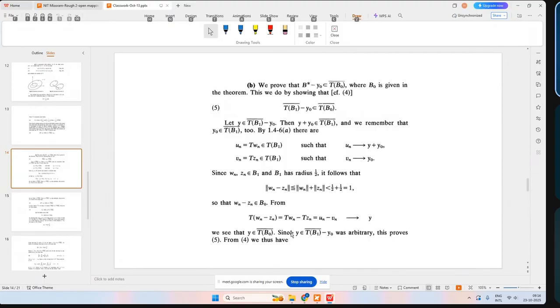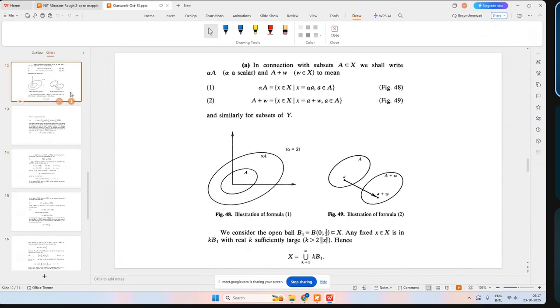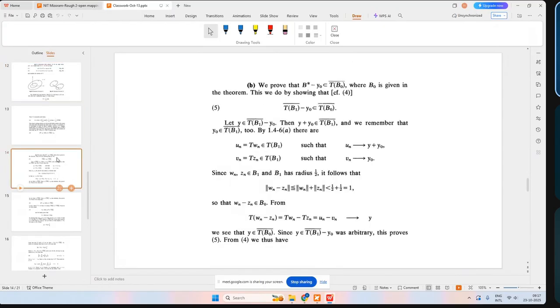So we see that y is nothing but the limit of the image T of wn minus zn. Since it is an image of T of wn minus zn, and the norm of wn minus zn is less than or equal to 1, naturally y is in the image of TB1 closure. Y belonging to TB1 closure minus y naught was arbitrary. This proves 5. What is this 5? Let me see. This is the 5. This is what we wanted to show.